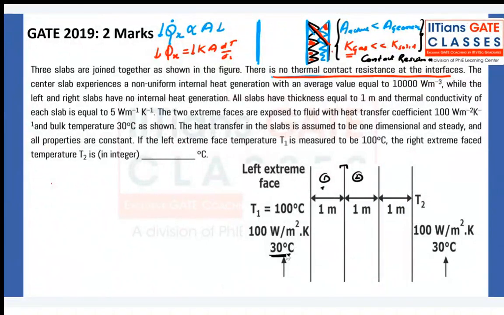At the left extreme phase, and what will be the convective heat transfer at the right phase at T2? That will be the net, equal to the internal heat generation, what we have in total. That is about the question, no? That is not about the thermal contact resistance, no.